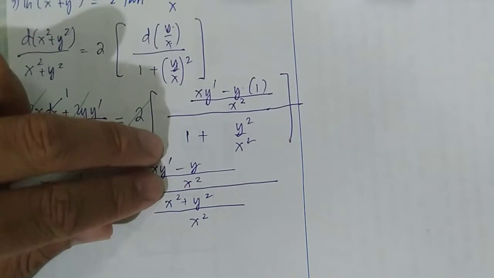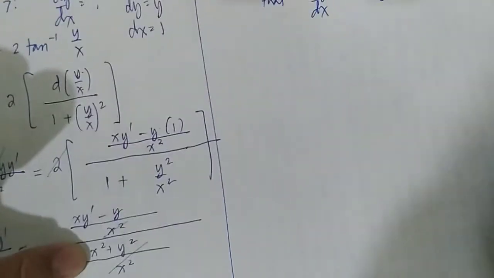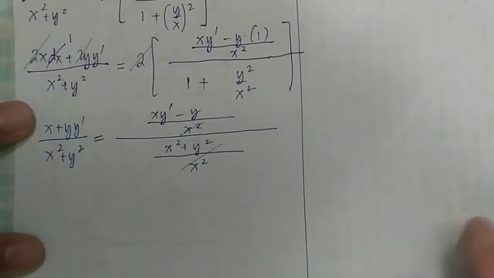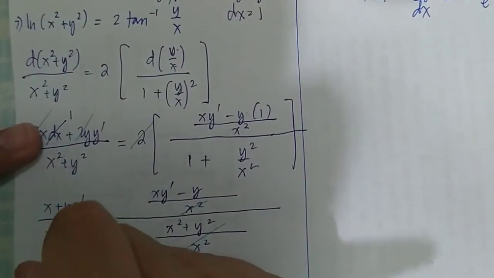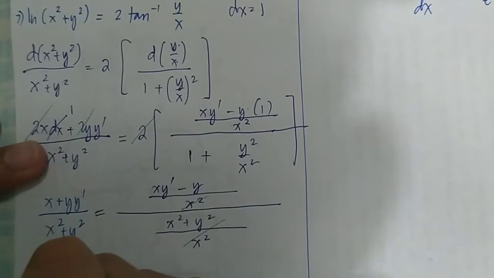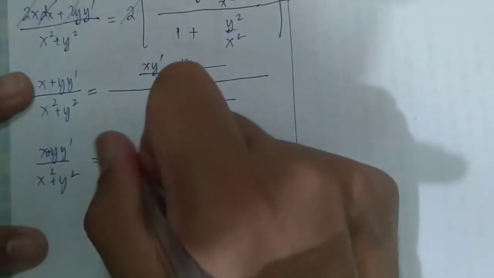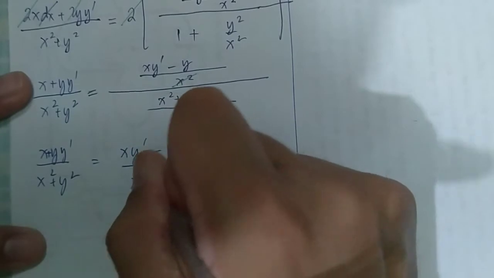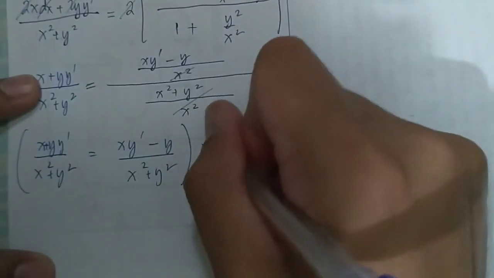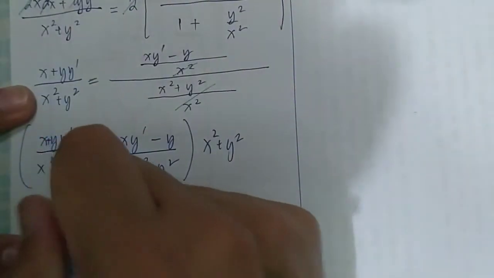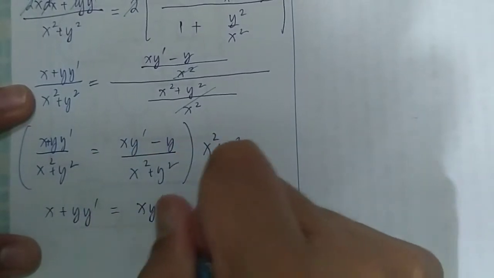If you multiply this numerator by the reciprocal of the denominator, that x squared cancels out. Multiply this by the reciprocal of this denominator. So it becomes x squared over x squared. The x squared cancels out. So it becomes x plus y prime over x squared plus y squared is equal to xy prime minus y over x squared plus y squared. So, when we multiply it by x squared plus y squared, the x squared plus y squared cancels out here. So, what remains is x plus y prime is equal to xy prime minus y.